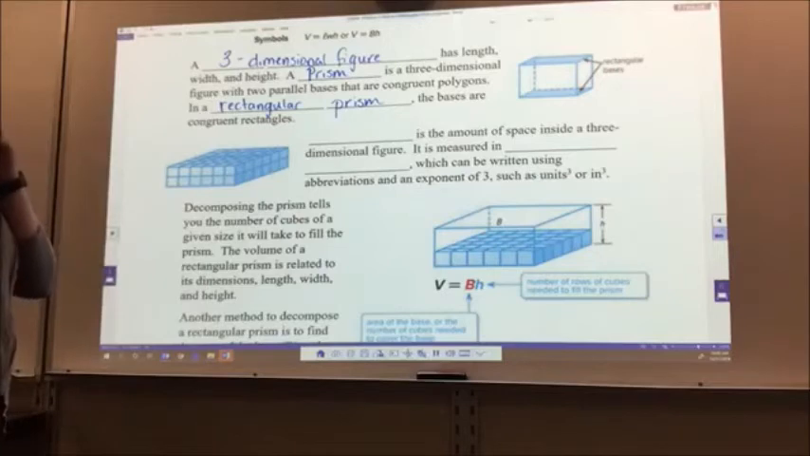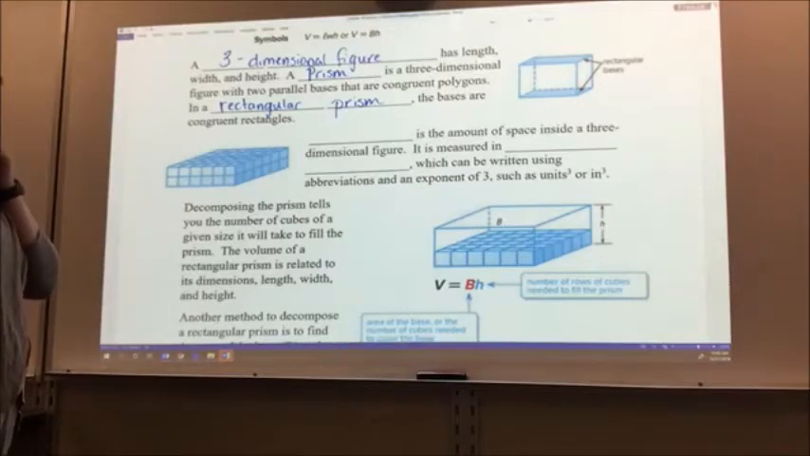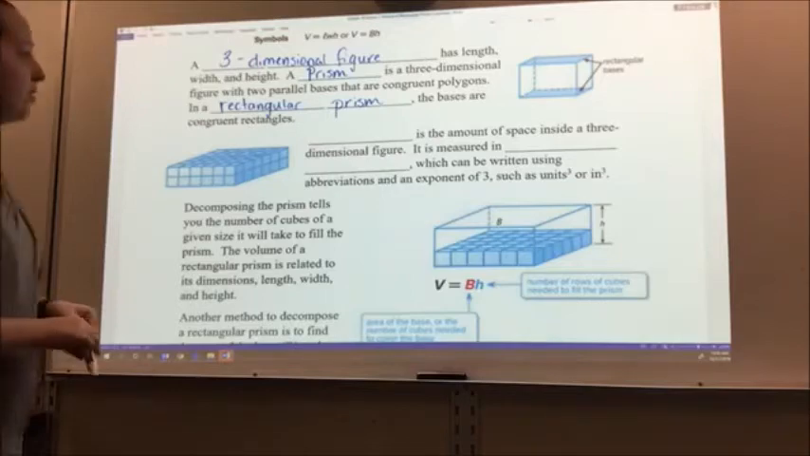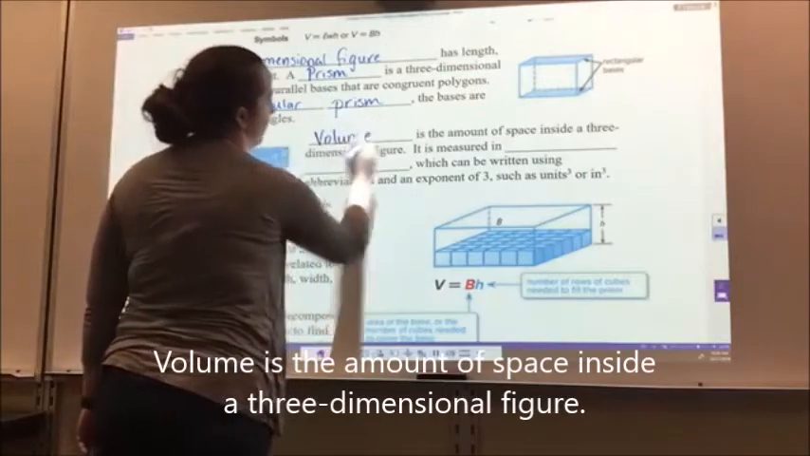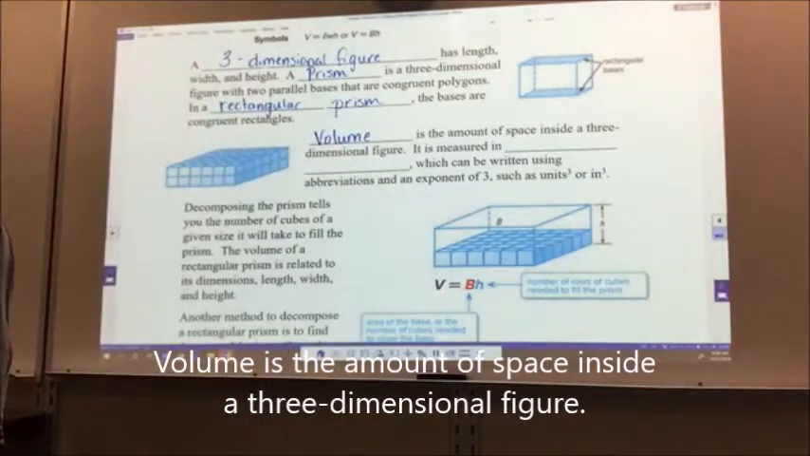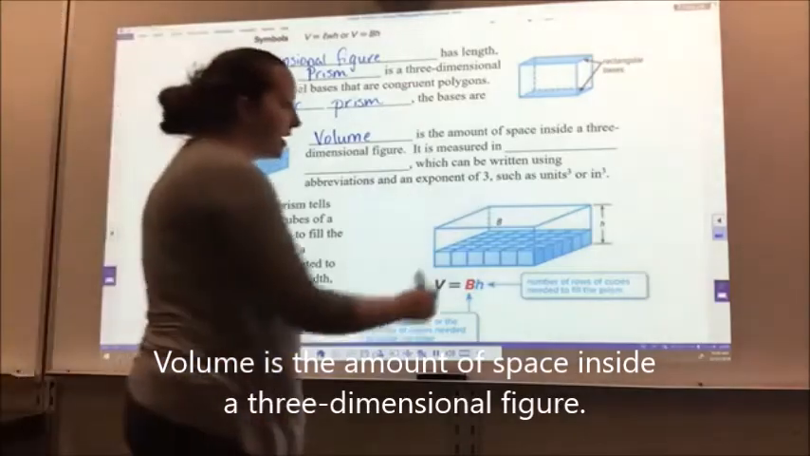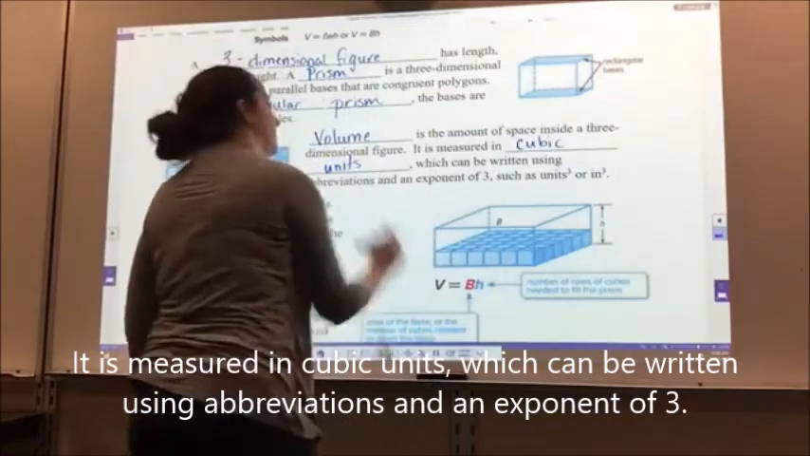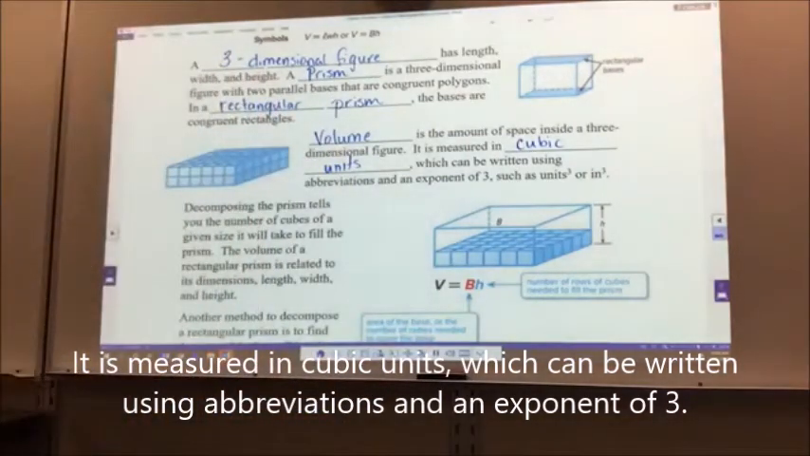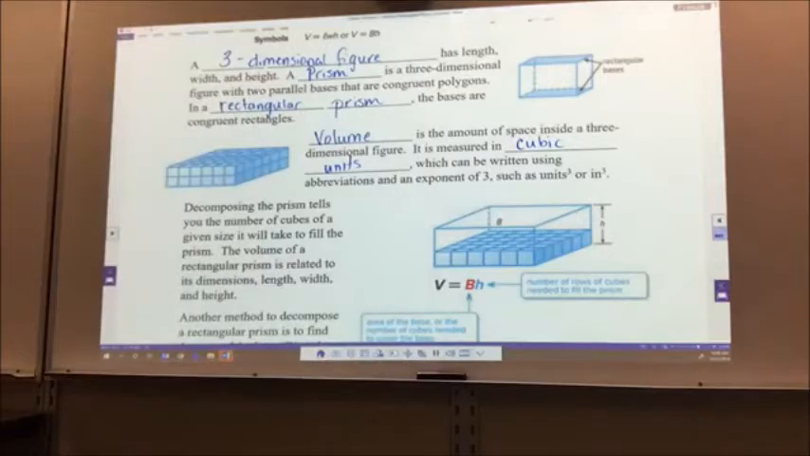Blank is the amount of space inside a three-dimensional figure. It is measured in blank, blank, which can be written using abbreviations and an exponent of 3, such as units cubed or inches cubed. So in those blanks, you're going to write volume. So volume is the amount of space inside a three-dimensional figure. It is measured in cubic units. Cubic units. And they're written with an exponent of 3. Or they're, say, cubic units or cubic inches, anything like that.